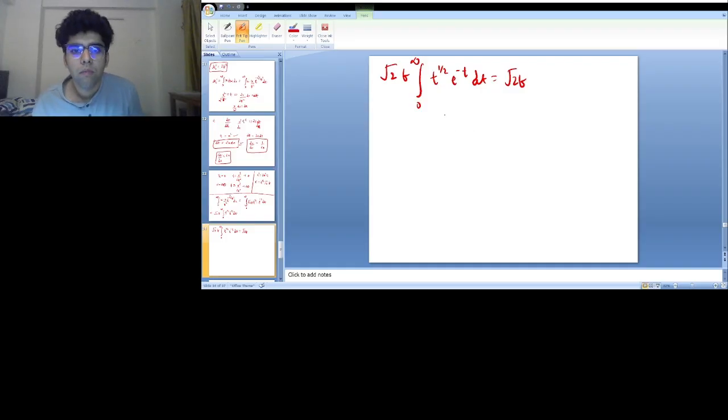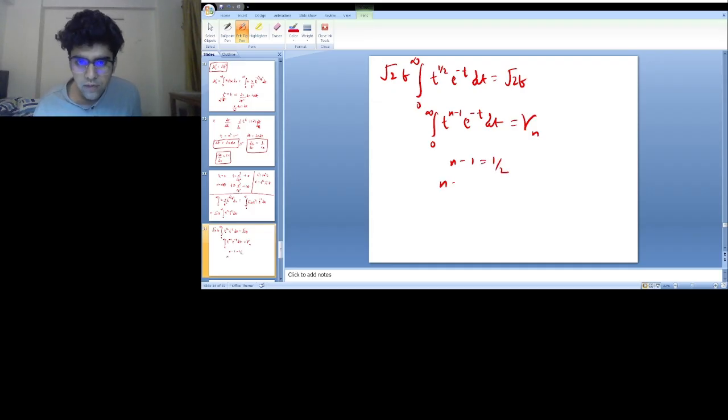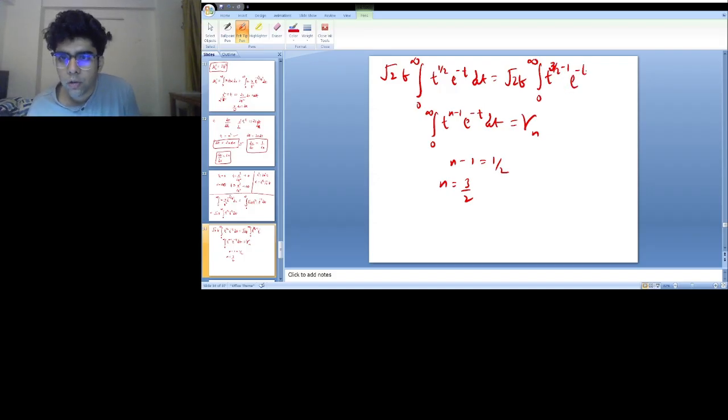Now I should have a term like t to the power n minus 1 e to the power minus t dt from 0 to infinity. I need to create a term like this so that I can write this as gamma n. Now n minus 1 should be equal to half, so this gives me n is equal to 3 by 2. So I'll be left with the integral from 0 to infinity of t to the power 3 by 2 minus 1, which is half, e to the power minus t dt. This whole will become equal to gamma 3 by 2.